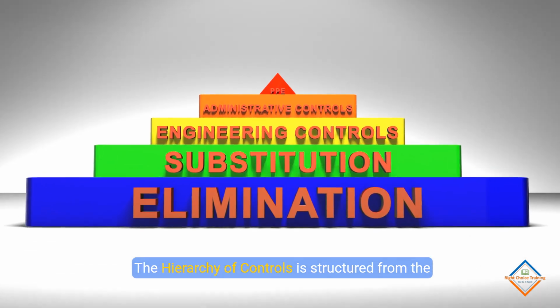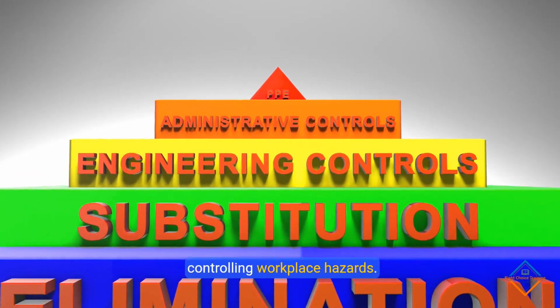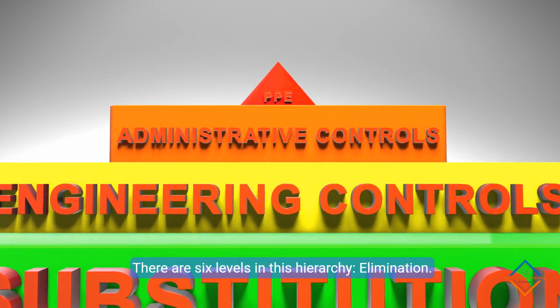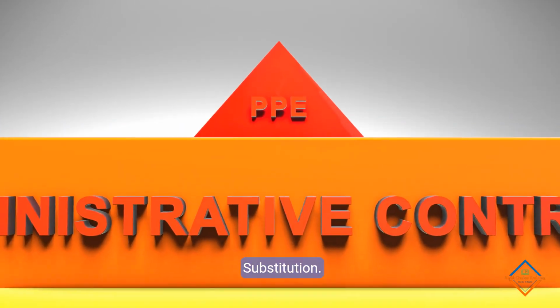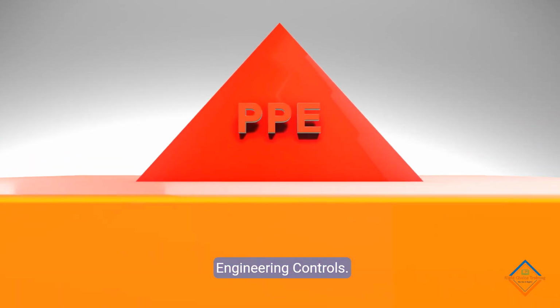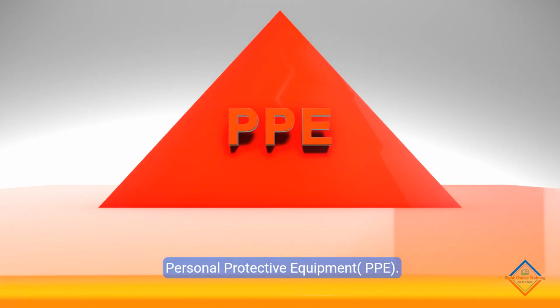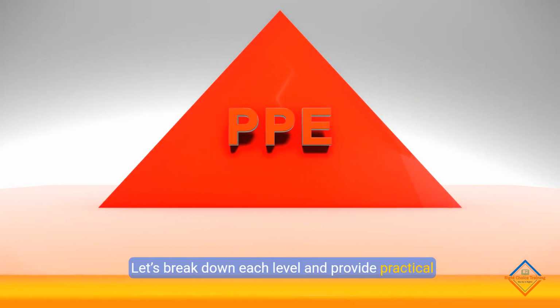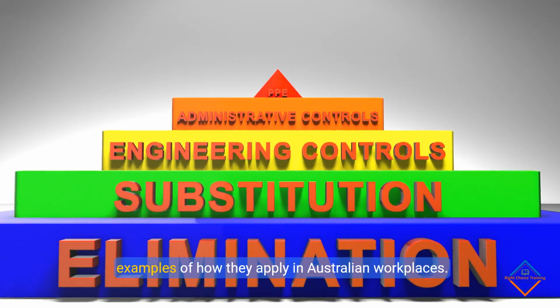The hierarchy of controls is structured from the most effective to the least effective methods for controlling workplace hazards. There are 6 levels in this hierarchy: elimination, substitution, isolation, engineering controls, administrative controls, personal protective equipment, PPE. Let's break down each level and provide practical examples of how they apply in Australian workplaces.